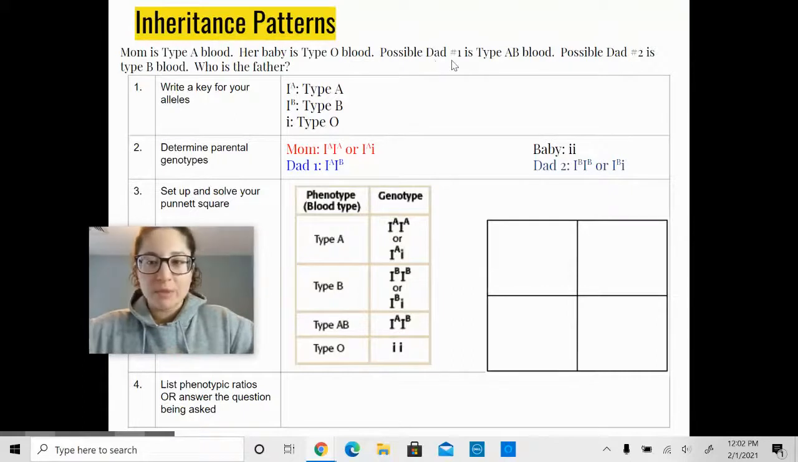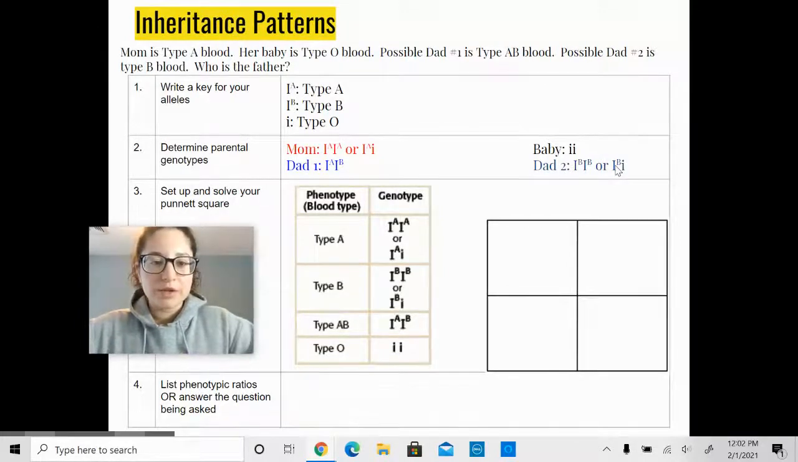Possible dad number 1 is type AB blood. So type AB is IAIB. That's what we're showing here with dad 1. And possible dad number 2 is type B blood. So he can be homozygous or he can be heterozygous. Homozygous type B would be IBIB. Heterozygous would be IBi. And we're showing that right here with dad number 2.